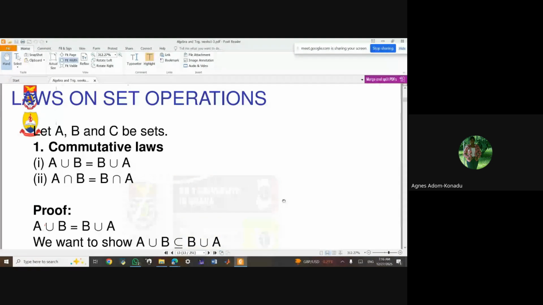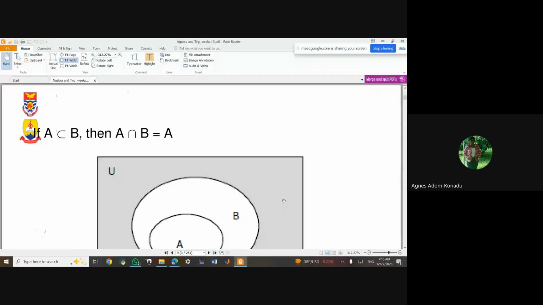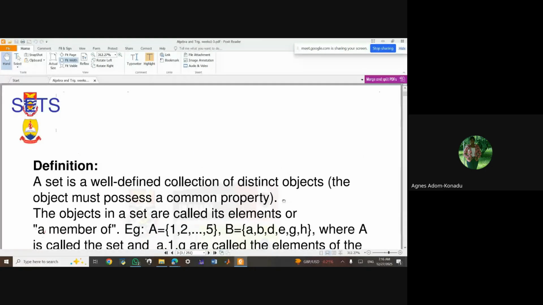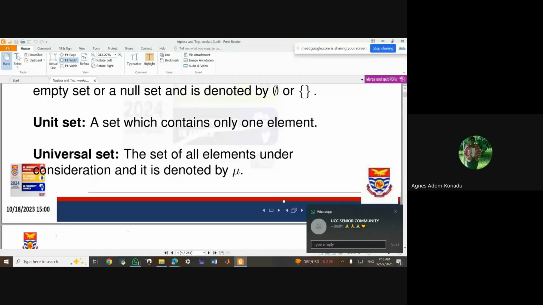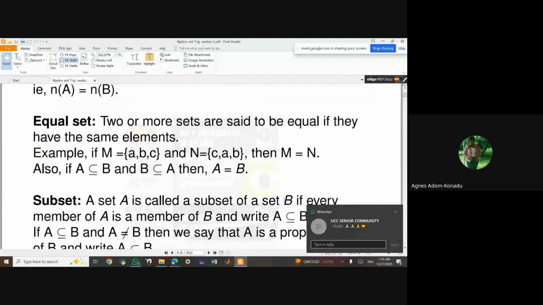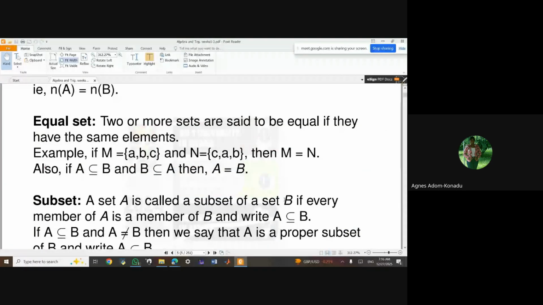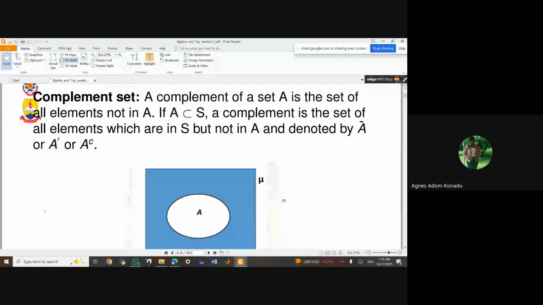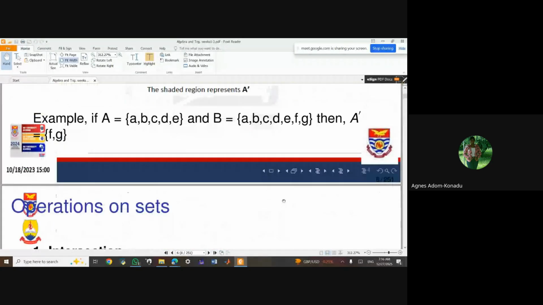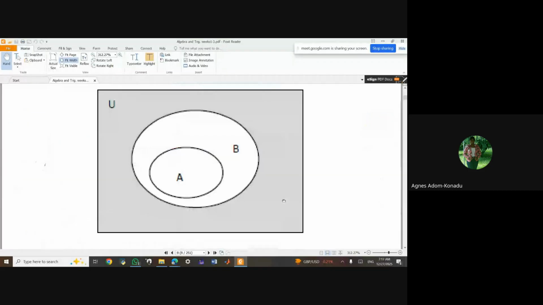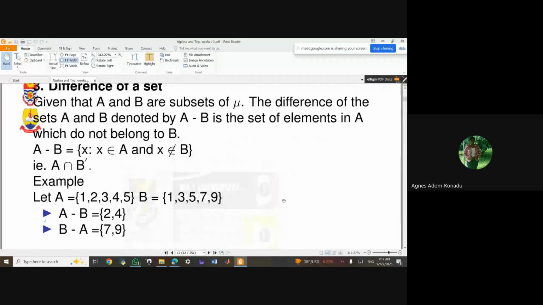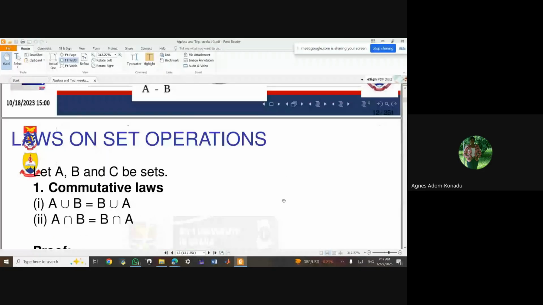Okay, so we want to continue with the algebra and trig. Last week we started with the definition and some small things that we needed to know in set. So we looked at equivalent set, equal set, subset, complement set, operations on sets, looked at intersection, union, and then difference of a set. Okay, so we want to continue.